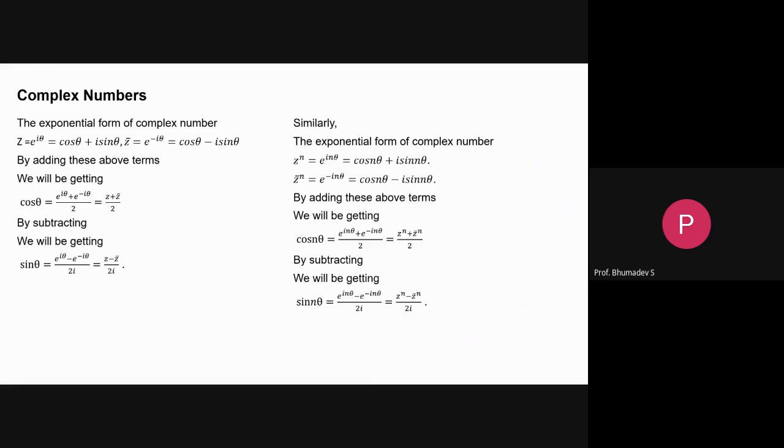So whatever expansions we have seen in this particular slide, we will be using in the coming slides also, to solve the problems.